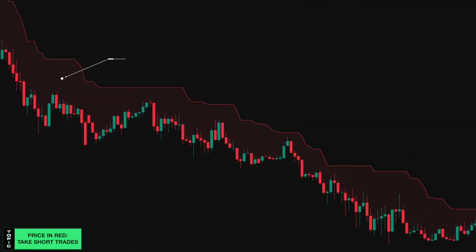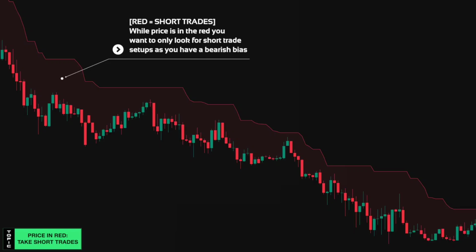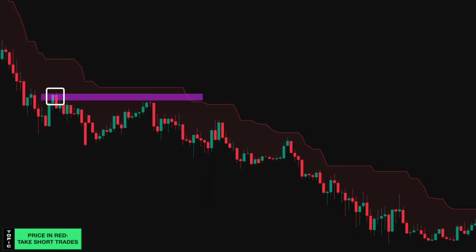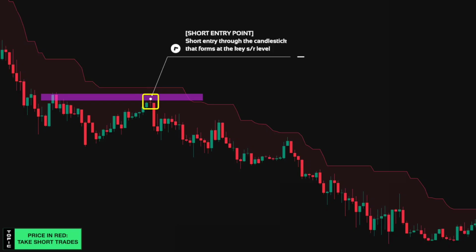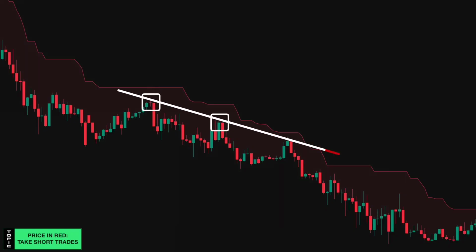Jumping to bearish. While price is in the red, you want to look for short trade setups, as you have a bearish bias. This reversal point gives you a key level. Short trade setup here. These reversal points give you a trend line.